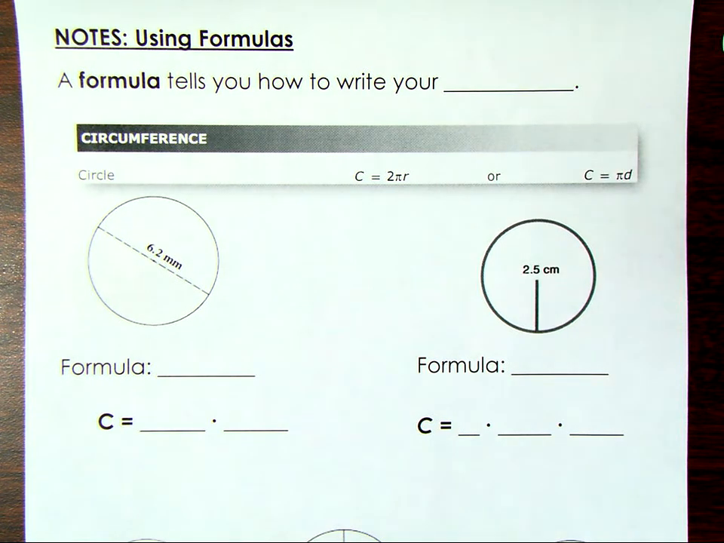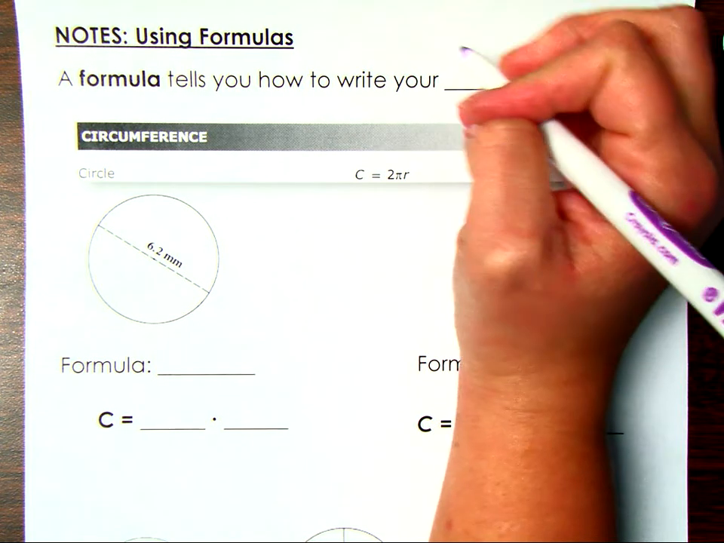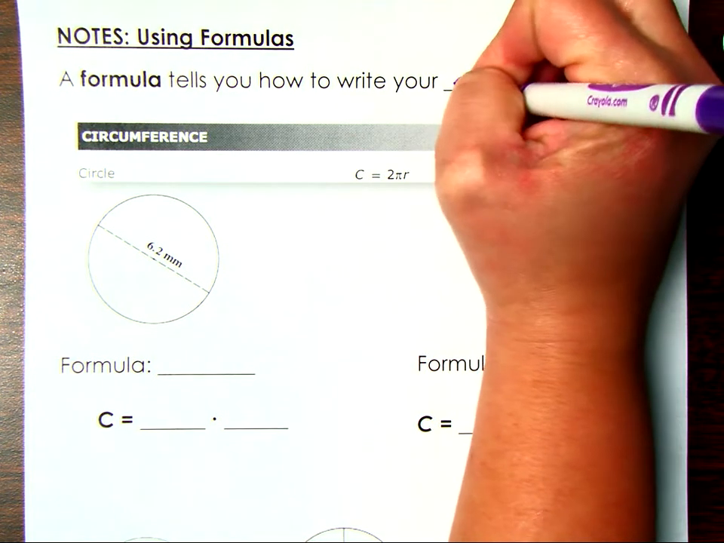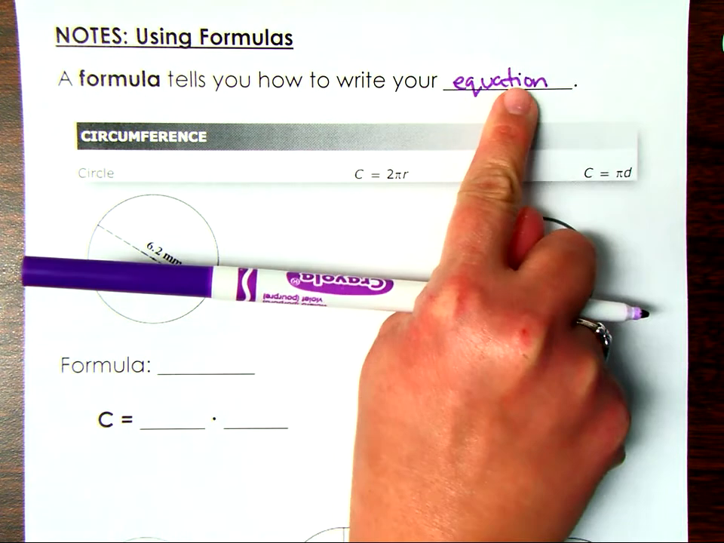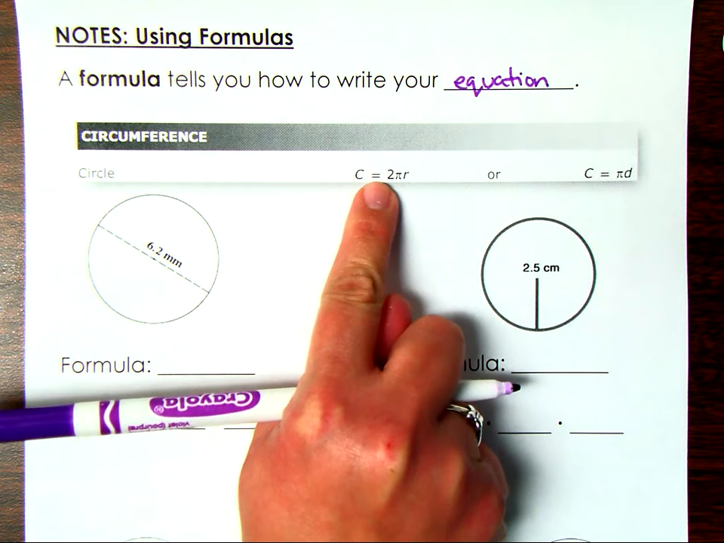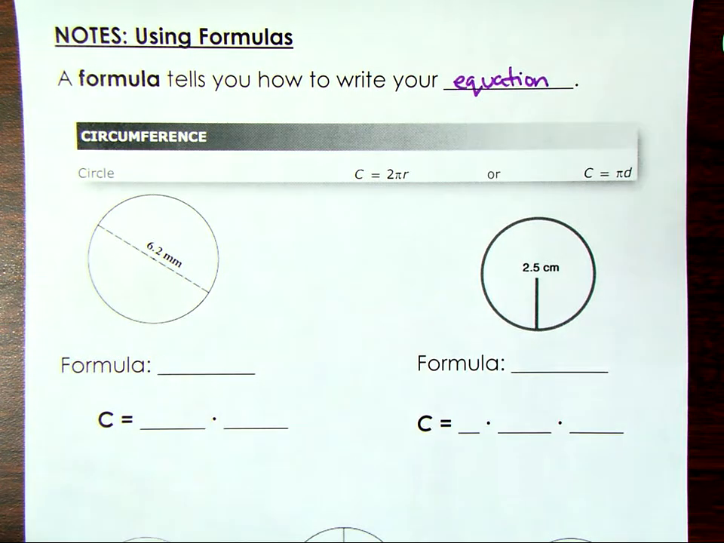Well, now we're going to actually say, okay, this represents the formula chart that you're going to be using for your class tests and your end-of-the-year state tests. So the formula tells us how to write your equation. The difference between a formula and an equation: a formula is just what's standard that you're always going to use, and the equation is when we actually substitute the numbers.